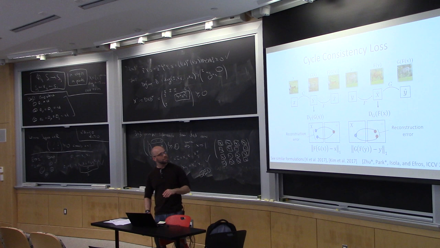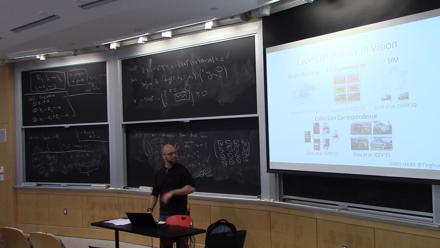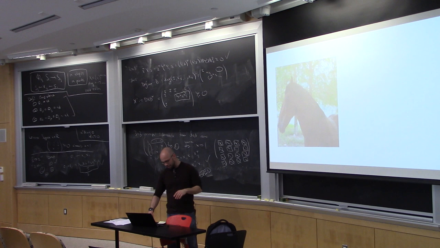And this is exactly the same theme that shows up everywhere. I mean, this shows up in shape matching, co-segmentation, structure from motion, understanding collections of objects. These are all the same problems. And so here's some examples. So here's a horse. Here's its corresponding zebra.